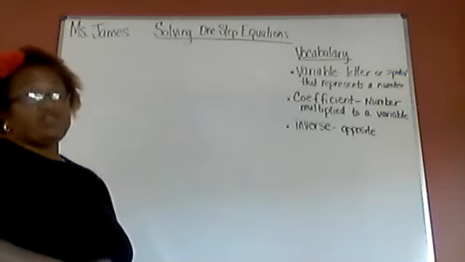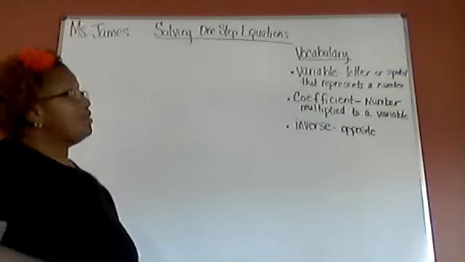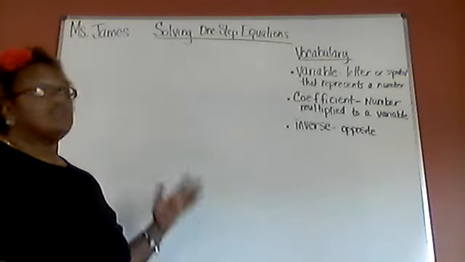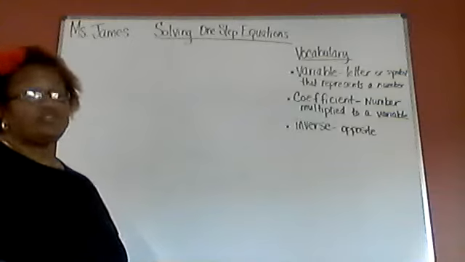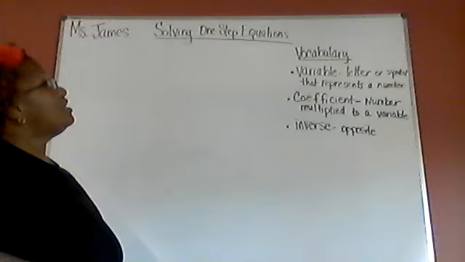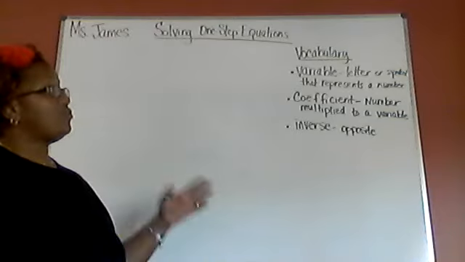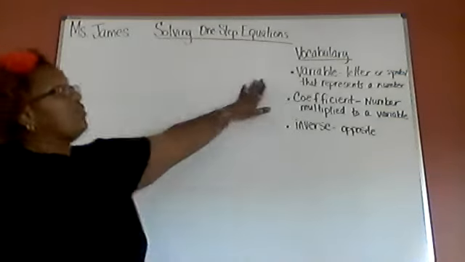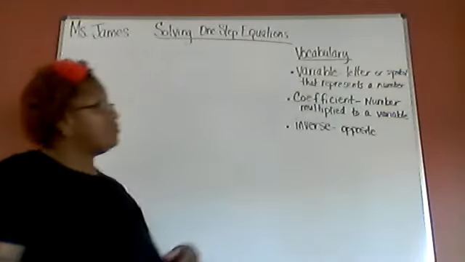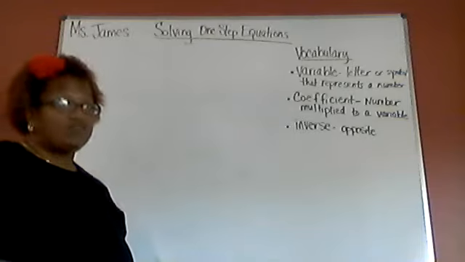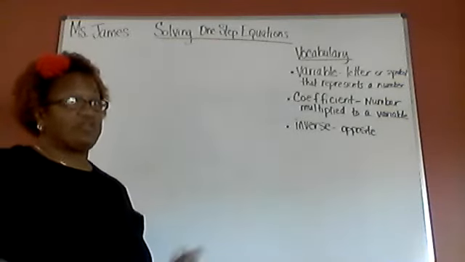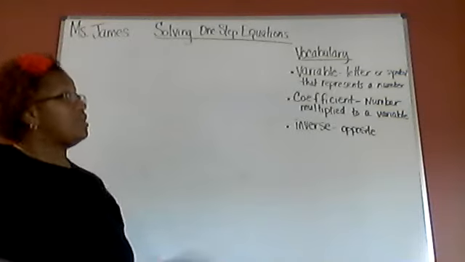So the first thing that we need to do is look at our vocabulary. When we are solving equations, or doing anything that has to do with solving problems or mathematical situations, we really should know our vocabulary. The first word is variable. A variable is a letter or a symbol that represents a number. So not all letters are variables. Only those letters that represent numbers in a math problem are variables.